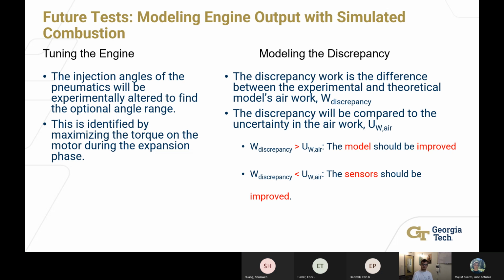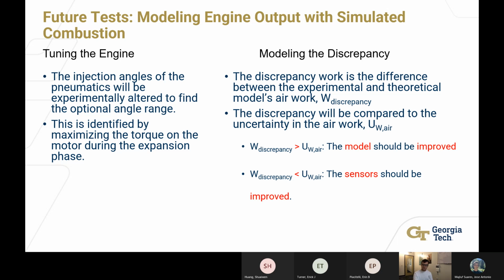So to discuss what we'll be doing in the third round of experiments, which have not been conducted yet, the two main things that we'll be doing is we'll be tuning the engine. This is when we're changing the injection angles of the pneumatic air to experimentally find the optimal range to increase the power stroke work, which is maximized by finding the largest torque during the power stroke cycle.